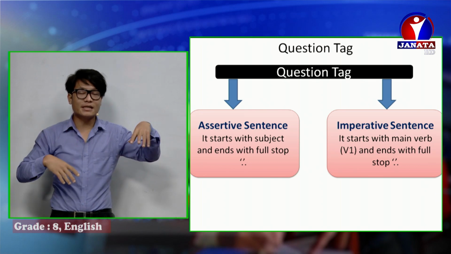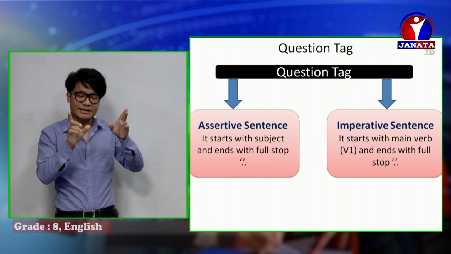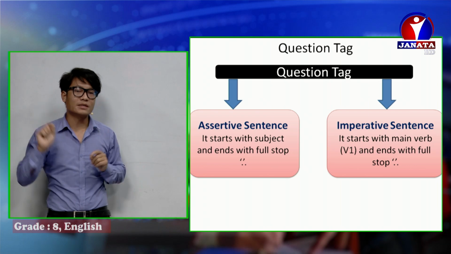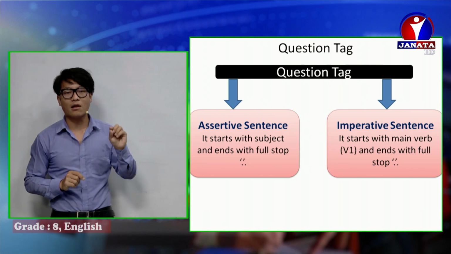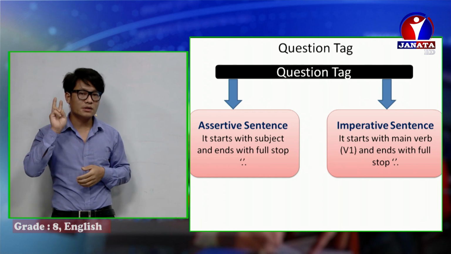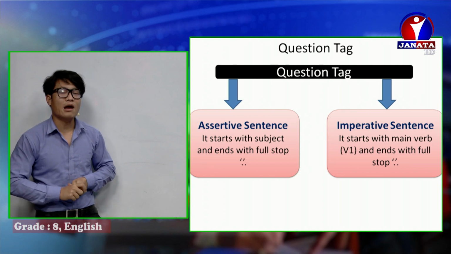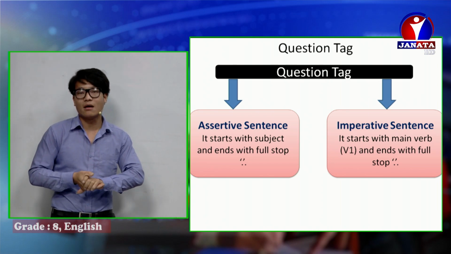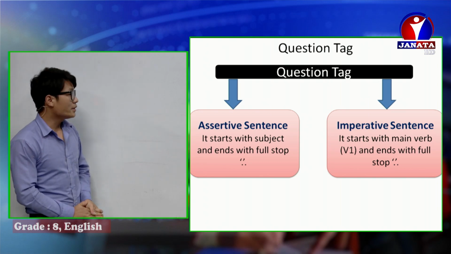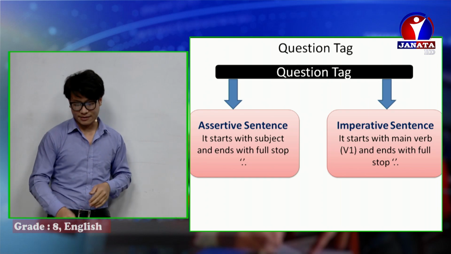Now an assertive sentence: I can go home. You can see this sentence starts with the subject I, and go home; obviously there should be a full stop. So this is an example of an assertive sentence. Don't go, come here. These are examples of imperative sentences. Basically, an imperative sentence is used to command, order, request. Okay. So first we are going to start with the assertive sentence and its question tag.